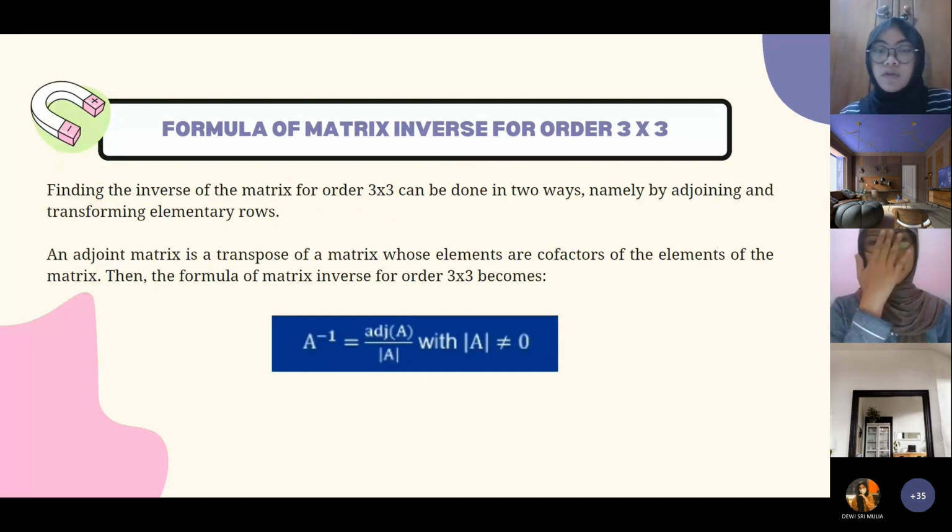Formula of matrix inverse for order 3 by 3. Finding the inverse of a matrix of order 3 by 3 can be done in two ways, namely by adjoint and by elementary row transformation. An adjoint matrix is the transpose of a matrix whose elements are the cofactors of the elements of the matrix. Then the formula of matrix inverse for order 3 by 3 becomes: inverse of matrix A is equal to adjoint A divided by determinant of matrix A, with determinant of matrix A not equal to 0.